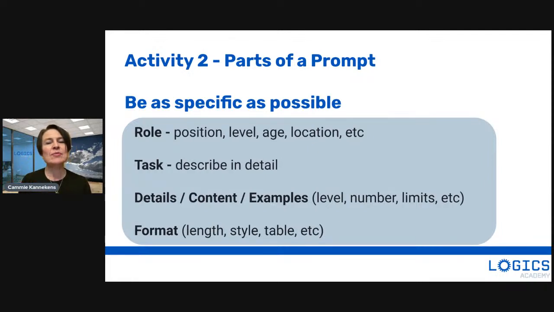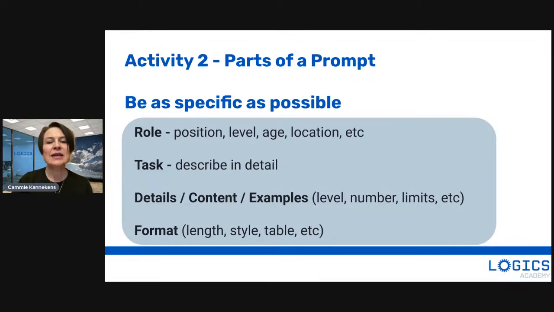Then you want to describe the task. What do you want AI to do? And the more detail that you can give there, the better. You'll see that in the example prompts that we use today. Part of the task can be details. Give it some content and some context. What level, what grade number, how many? Are there limits? Do you want it to stay within certain parameters? If you have an example, or here's some ideas, you can give it ideas, and that will help it know the direction that you want to go with it.